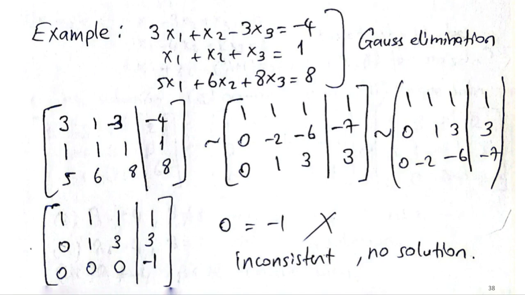Another example: suppose we want to use Gaussian elimination to solve this system, a 3 by 3 system, that is 3 equations and 3 unknowns. So we will write the coefficients as usual, and we have our right-hand side.